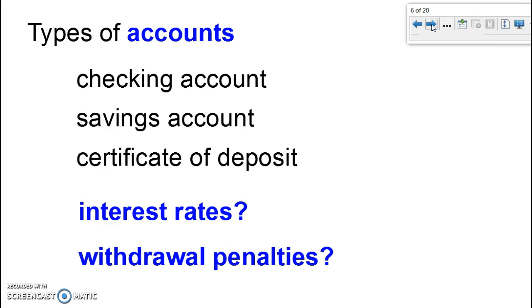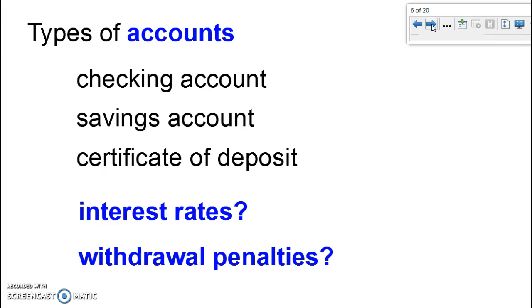So the money in your checking account typically isn't going to earn interest, or it's going to earn a very low rate of interest. But there's no withdrawal penalty. You can take the money out anytime. You put the money in today, you can spend it later today. You might need to wait for the deposit to clear, but for the most part, that money is immediately spendable.